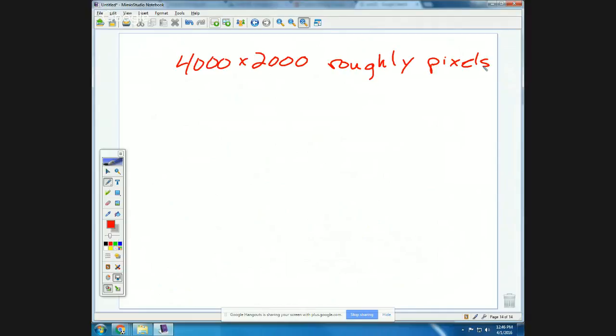It probably doesn't say on your camera anywhere. You would have to take a picture, put it in a photo editing app, and the photo editing app will tell you how many pixels wide, how many pixels tall the image is. So that's an enormous picture.